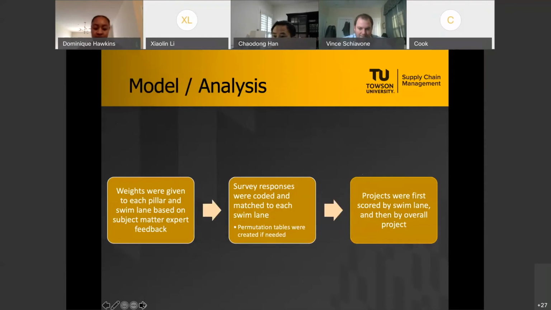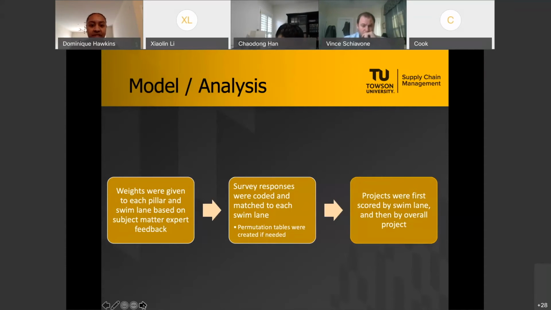And so to score the projects, we elicited weights from the subject matter experts using AHP, which is analytical hierarchy process, at an in-person team meeting. And so for this, what we did was we got all of the subject matter experts in a room, and based on the definitions that Vince already called out, we put those definitions up and got the inputs of each subject matter expert on what the weighting of each pillar should be.